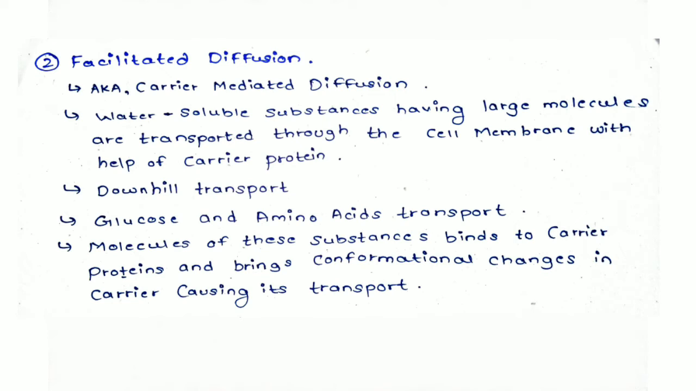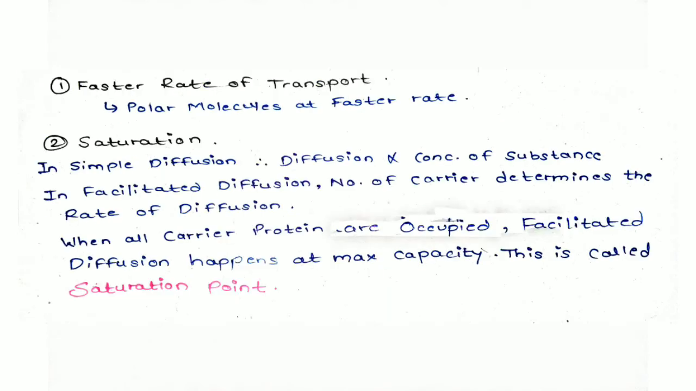Glucose and amino acids cannot diffuse through the channels because the diameter of these substances is larger than that of the channel diameter. So molecules of these substances bind with the carrier protein, that brings conformational changes in the carrier protein and that causes the transport of these substances. Features of facilitated diffusion. The first is faster rate of transport. Facilitated diffusion allows transport of polar molecules at much faster rates.